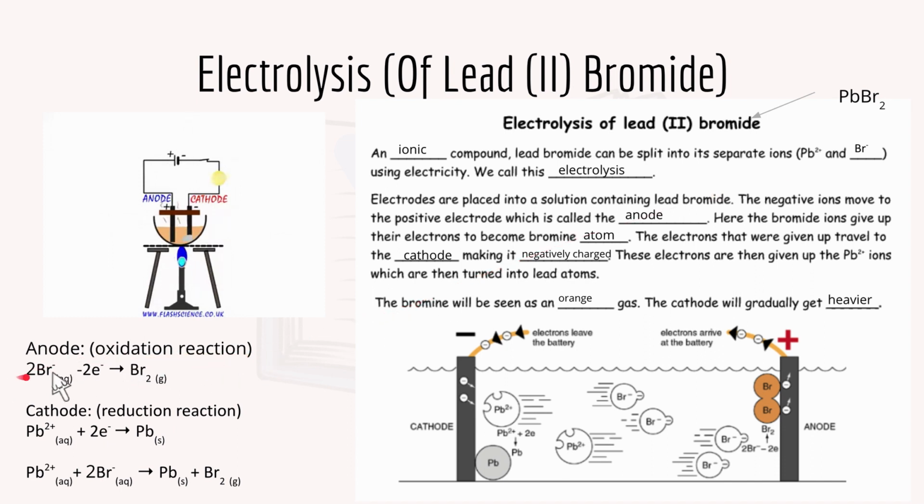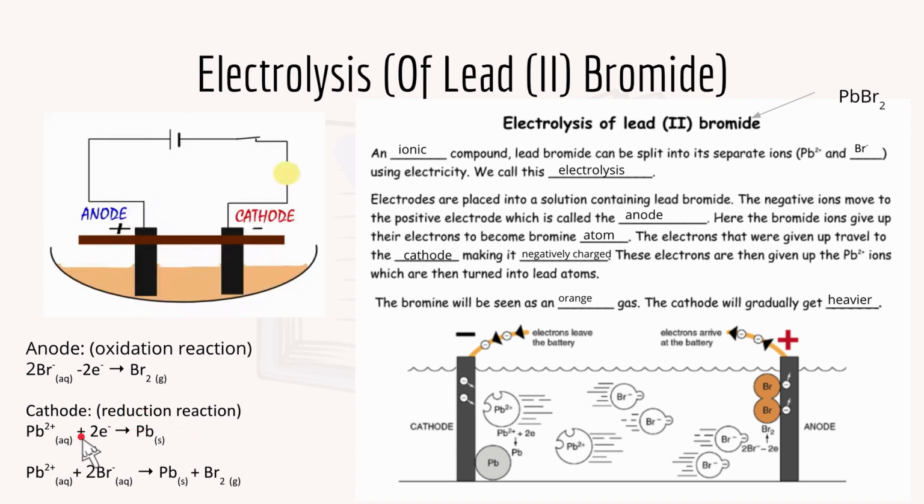There's 2Br minus losing 2 electrons. They will become bromine gas, and it's group 7 halogens, so it's diatomic. So you need 2 electrons and 2 bromide ions. And for the cathode, it's a reduction reaction where Pb2+ plus 2 electrons becomes Pb solid. And here are the equations, the ionic equation.